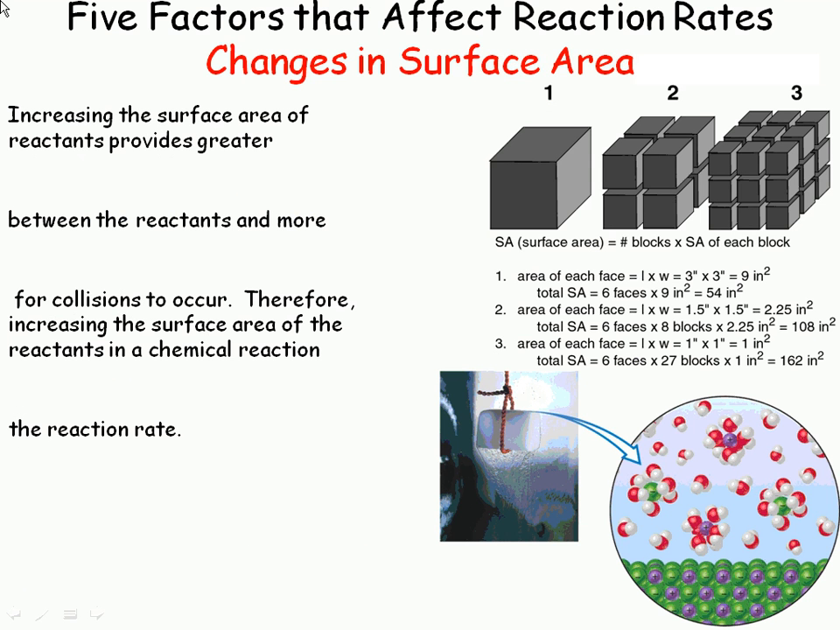The fourth thing that affects a chemical reaction is surface area. I have a little cube of sugar here that's tied to a string in the lower left-hand picture. Actually, I'm sorry, that's a block of salt. So we have sodium chloride, and we've got sodium ions and chloride ions that are being solvated by the water molecules.